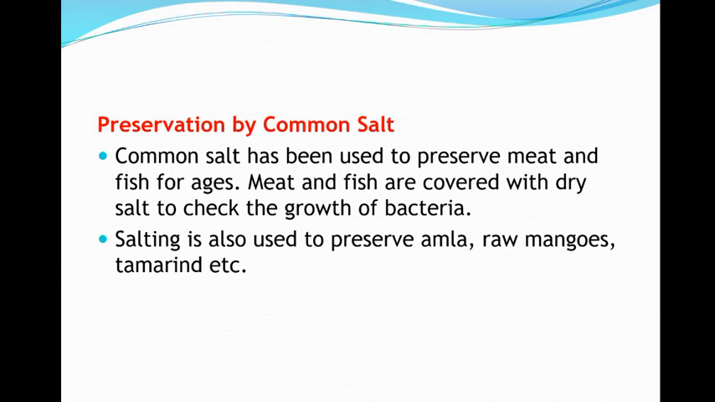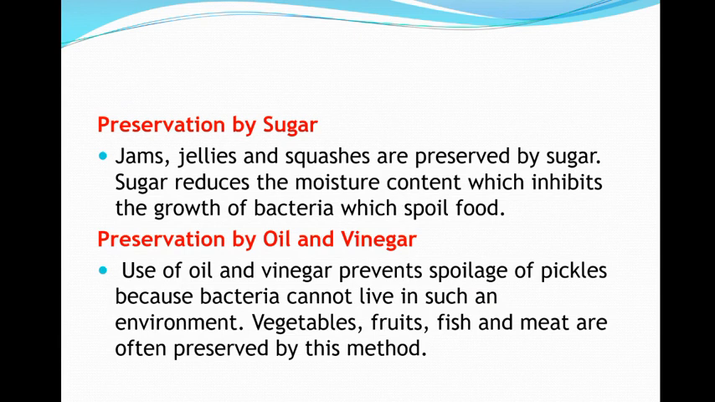The next method is preservation by sugar. Jams, jellies and squashes are preserved by sugar. Sugar reduces the moisture content. If the moisture content decreases, what would happen? Definitely the growth of bacteria also decreases, so it reduces the spoiling of food. By adding a large quantity of sugar to jams, jellies and squashes, the moisture content is reduced, thereby inhibiting the growth of microorganisms. So this is one of the methods.